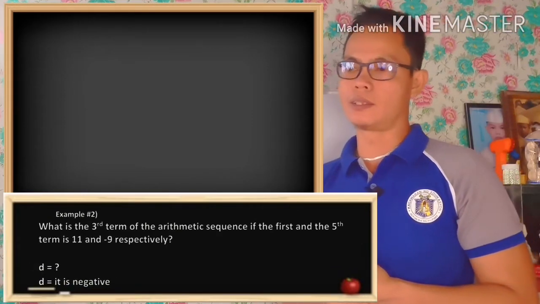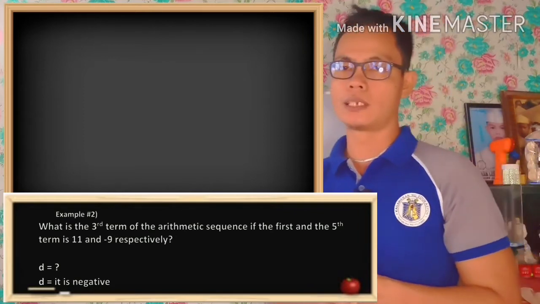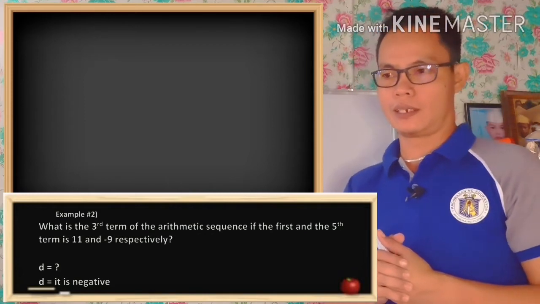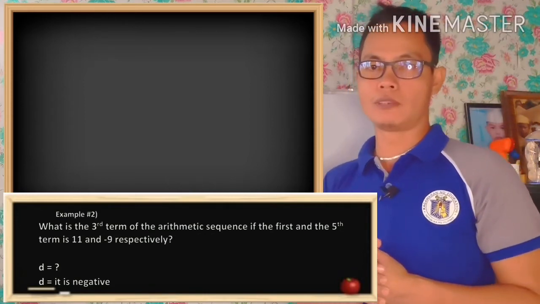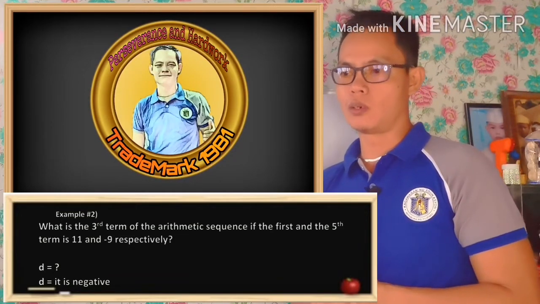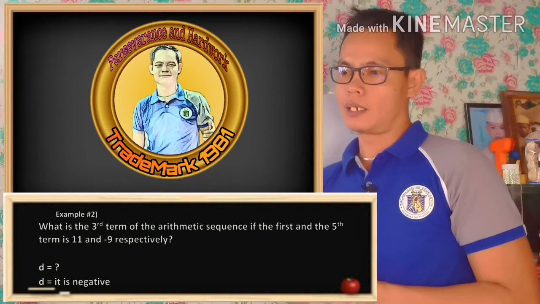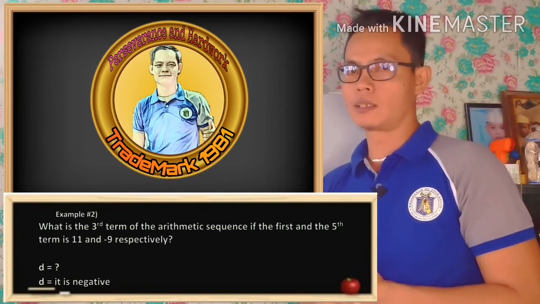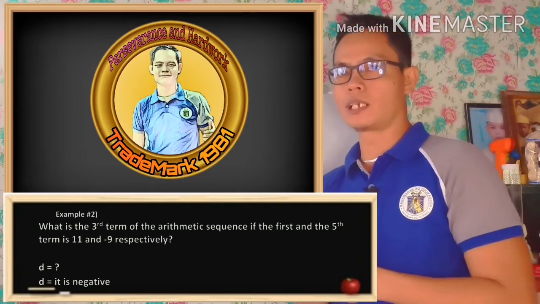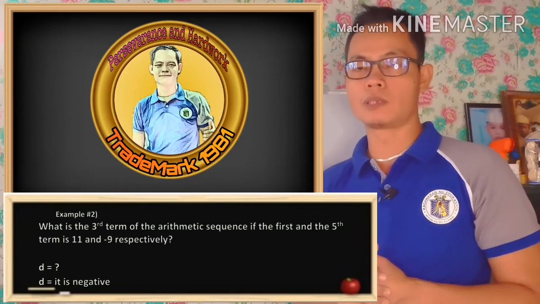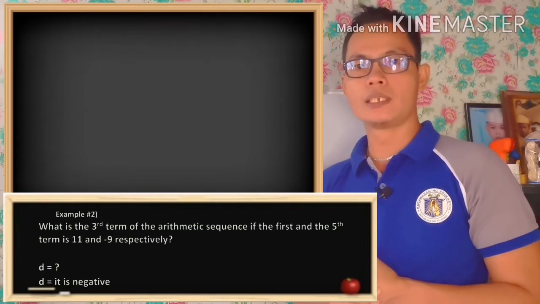Second example: what is the third term of the arithmetic sequence if the first and the fifth term are 11 and negative 9 respectively? In this particular problem, the value of the common difference is unknown again. The sign could be negative, because as you have observed, from 11 going to negative 9 it is in descending order. You are expecting that the common difference should be negative.